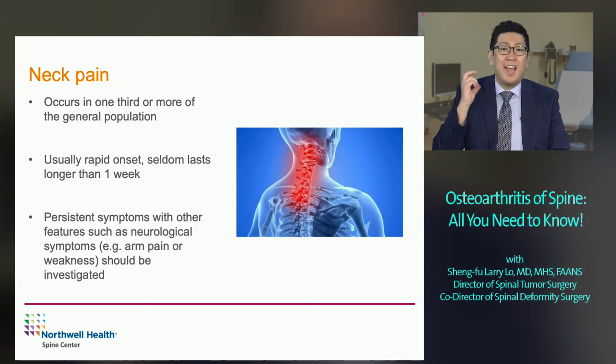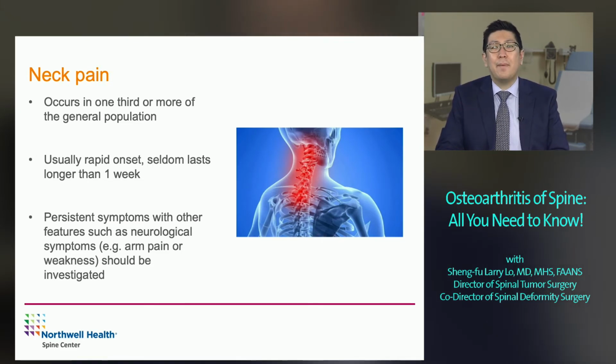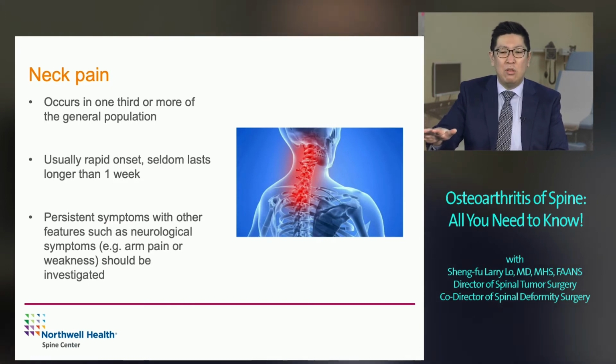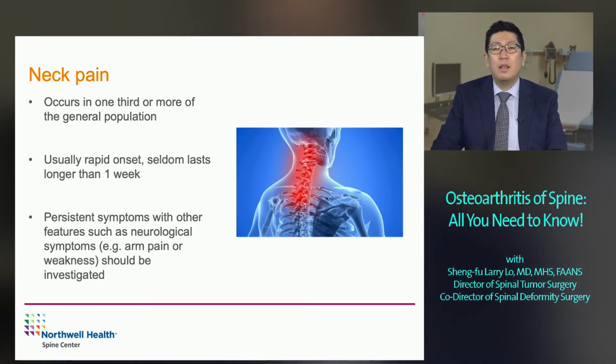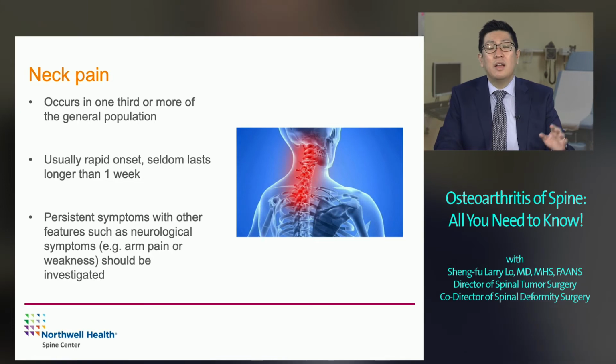So moving on to the neck, it's a little bit less common than low back pain, but it's still very, very common. We think that it occurs in a third or more of the general population. For the most part, a majority of neck pain is from neck strain. It's usually very rapid onset, meaning that you suddenly get neck pain, and the symptoms rarely last more than a week. But if you have persistent symptoms of neck pain over a week or two, or you have neurological symptoms such as arm pain, weakness, this should be evaluated further, because it's not quite consistent with the diagnosis of a cervical sprain.